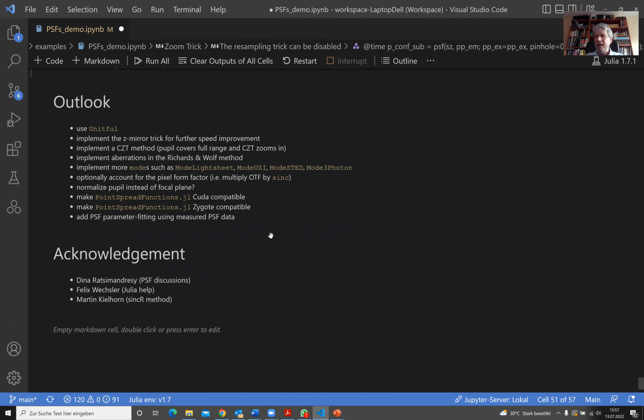With that, I'm at the end, and I just want to finish off by saying there are of course many things that still need to be done. Using unifold packages would be one thing. There can be the implementation of aberrations in the Richards-Wolf method, which doesn't support it currently, and then making it CUDA compatible or allowing Zygote to differentiate through the toolbox would be really useful.